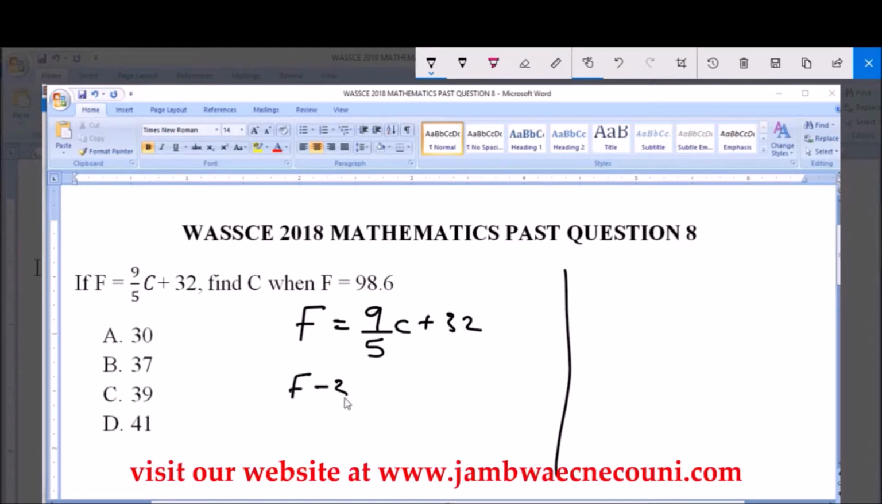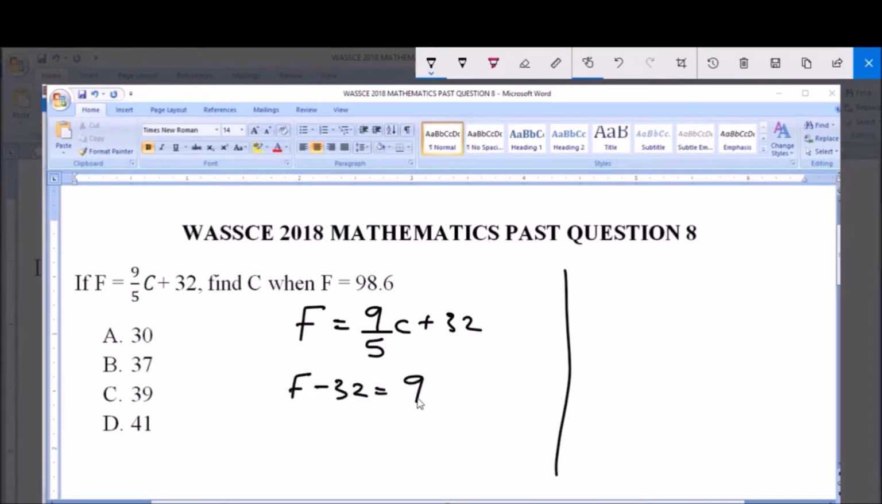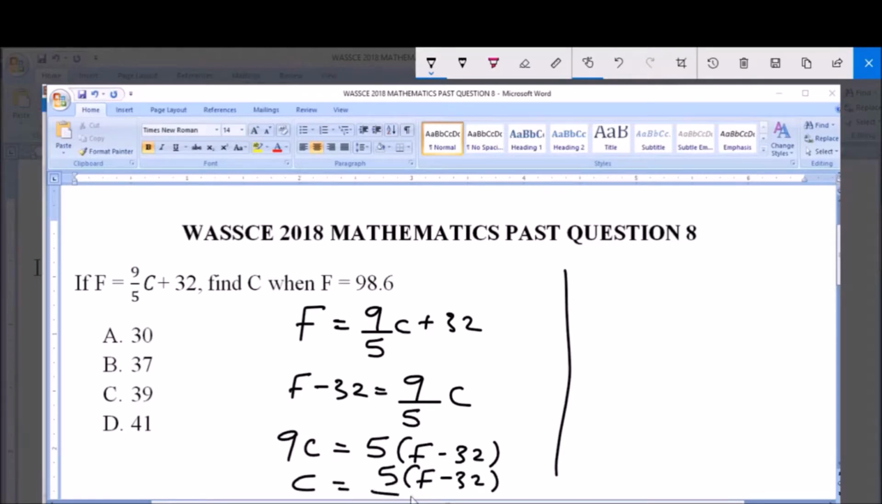From this, we can say that F minus 32 is equal to 9 over 5 C. Then from here we can say that when you cross multiply, 9C is equal to 5 into F minus 32. And when you divide both sides by 9, C is equal to 5 into F minus 32 all over 9.